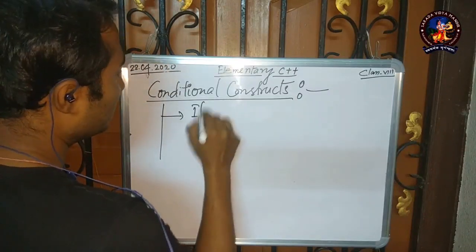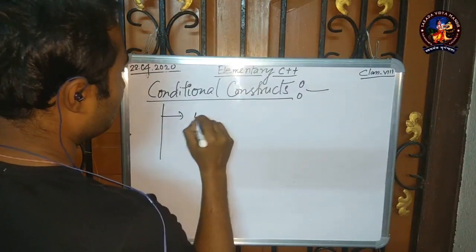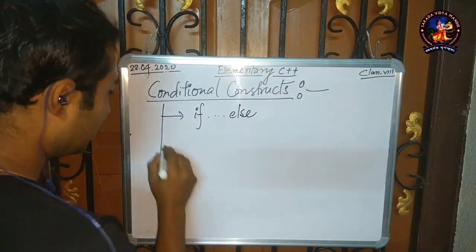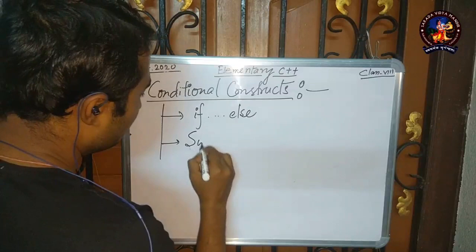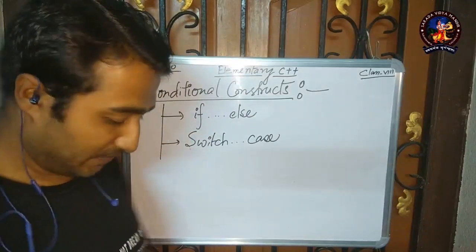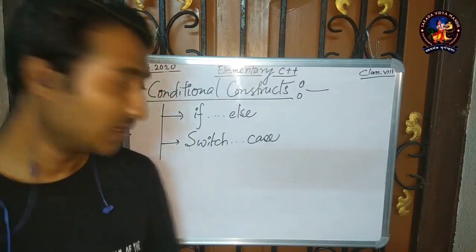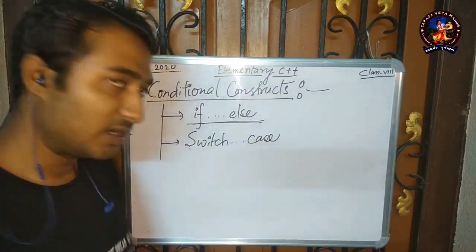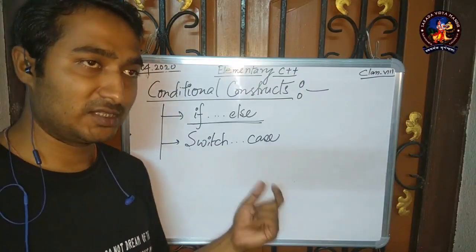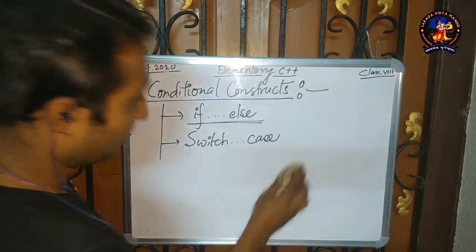One is the if else construct and the other is the switch case construct. Okay, so basically two types of constructs are available here: if else construct and switch case construct. The if else construct you have already learned earlier in class 6, class 7 in QBasic. The logic is more or less the same here, only the syntax is a little bit different. So let's discuss it elaborately.